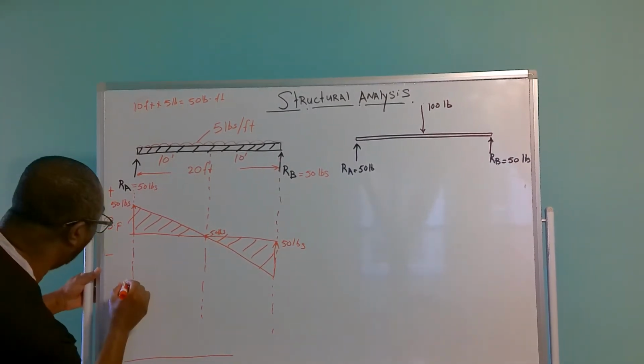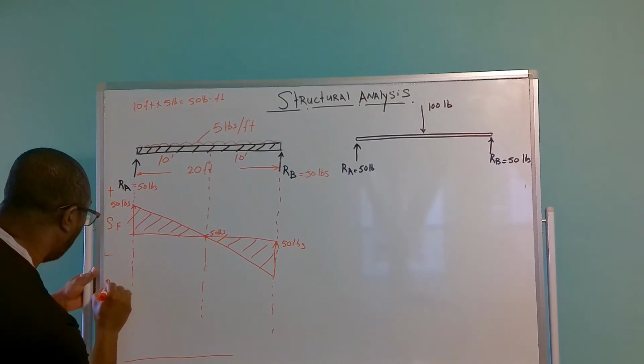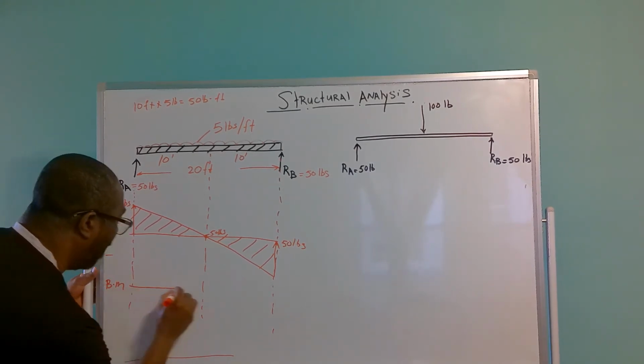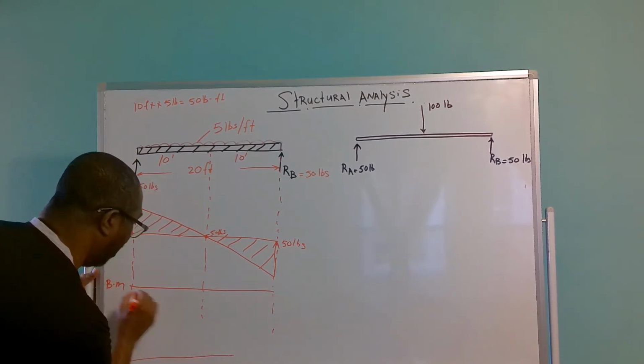Now our bending moment diagram is going to look something like this.